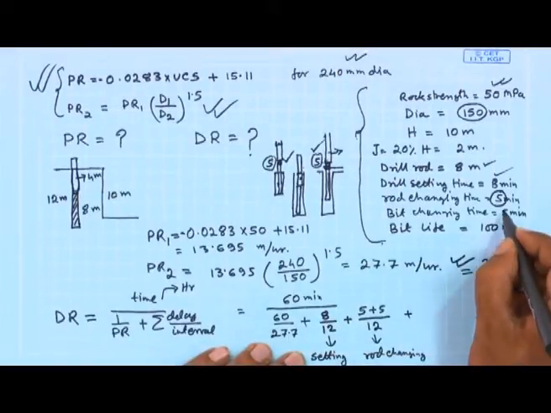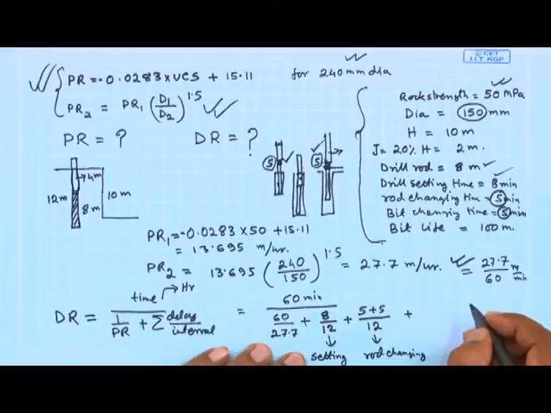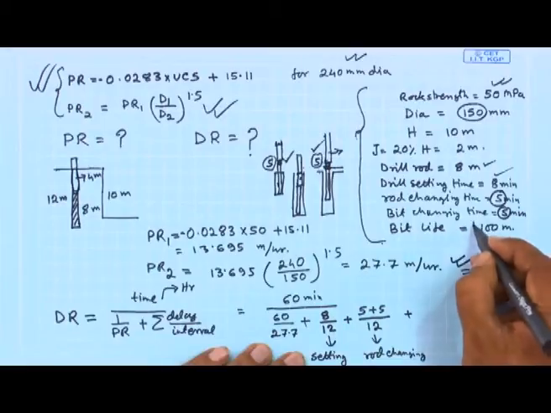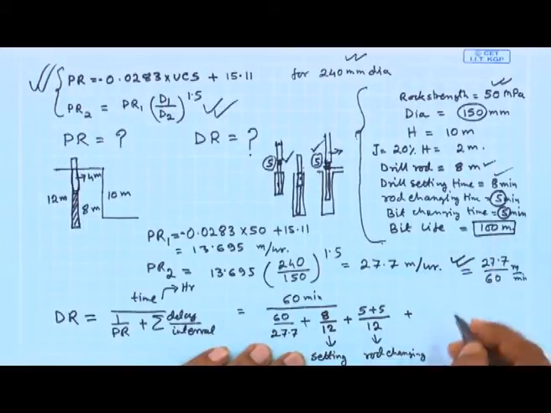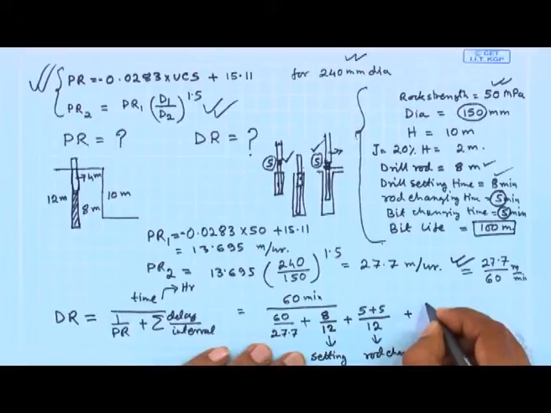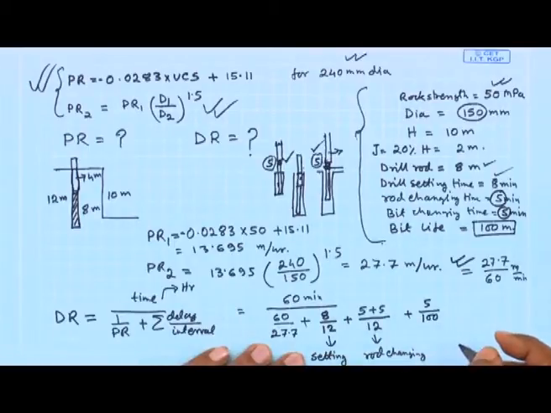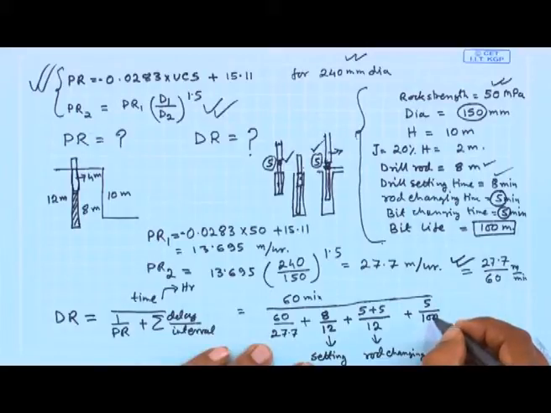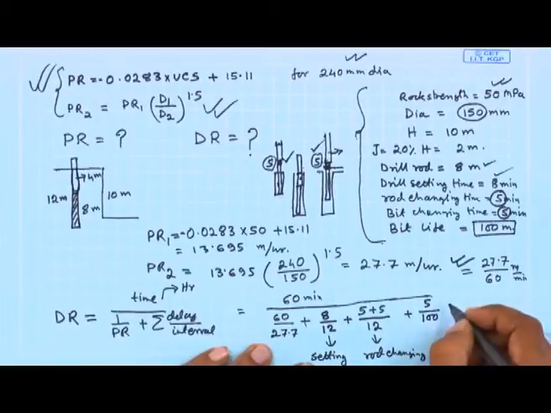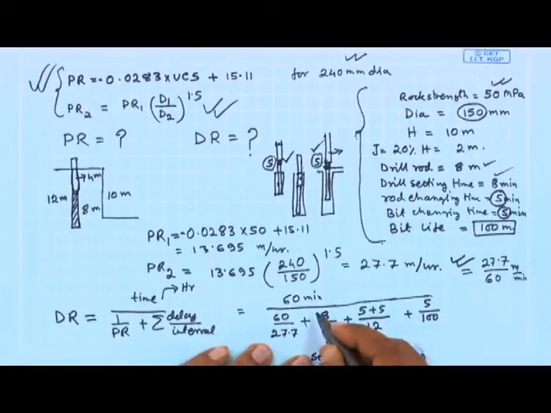Then the final one, the 5 minute delay, because of the changing of the bit, is required while the bit life is 100 meter. So, this interval is also given 5 minute delay for every 100 meter of length. Okay. So, this is the essential requirement we should consider in this case, and that is why this delay is 5 by 100, that is the total delay which is coming.